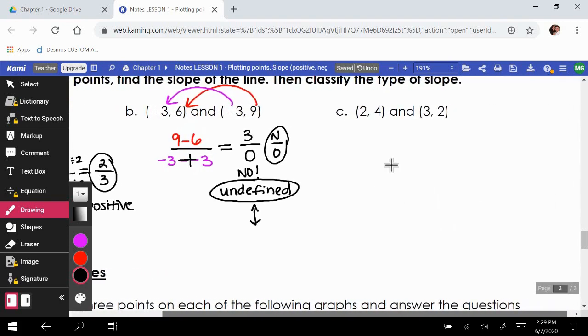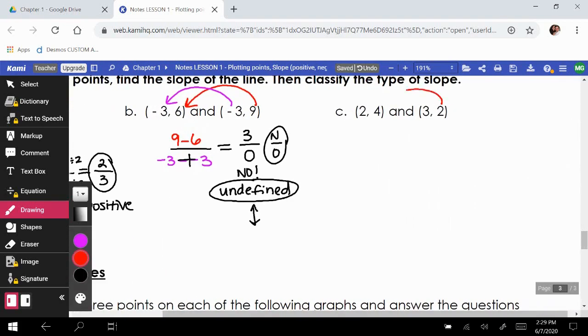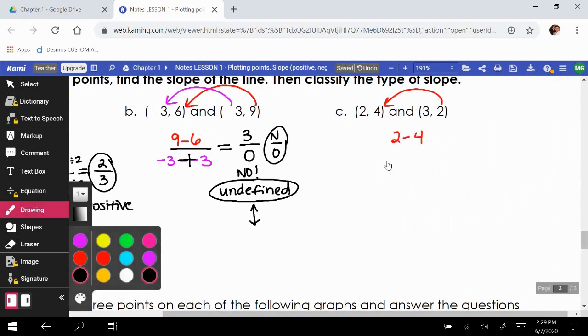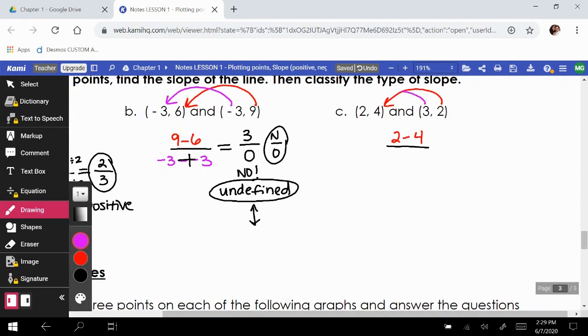Okay, same thing over here. We do y2 minus y1, 2 minus 4, over x2 minus x1. That'd be 3 minus 2. Reduce. We get negative 2 over 1, which anything divided by 1 is just itself. So we would get negative 2. And that would be a negative slope, so falling from left to right.